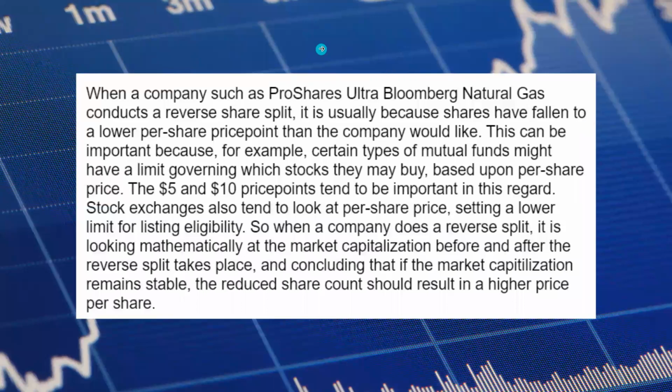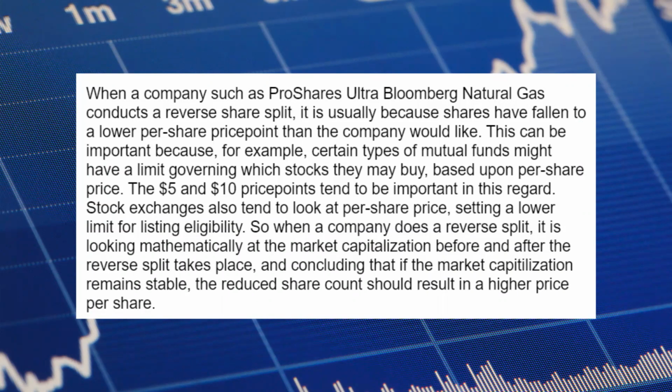So when a company such as the natural gas ETF conducts a reverse share split, it is usually because shares have fallen to a lower per share price point than the company would like. This can be important because, for example, certain types of mutual funds might have a limit governing which stocks they may buy based upon per share price. The $5 and $10 price points tend to be important in this regard. Stock exchanges also tend to look at per share price, setting a lower limit for listing eligibility.